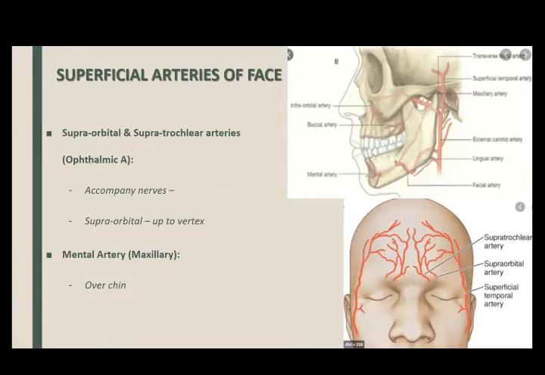Okay, so please remember that forehead is a site of anastomosis between superficial branches of superficial temporal and branches of supraorbital and supratrochlear. Superficial temporal from the external carotid system and supraorbital and supratrochlear from internal carotid system. Ophthalmic की branches हैं from internal carotid.